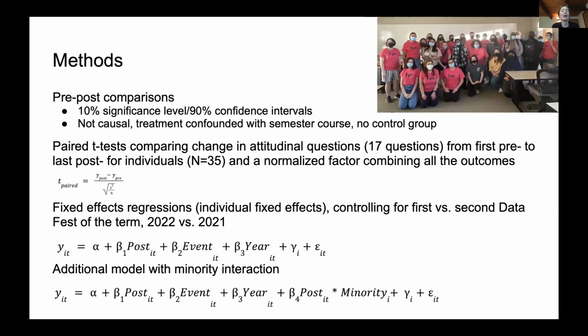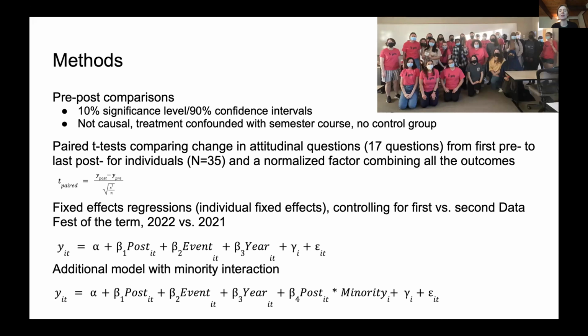So in terms of the research I'll be presenting, I'm just going to be presenting pretty simple pre-post comparisons with 10% significance levels and then 90% confidence intervals. We know this isn't causal, the treatment's confounded with being in a course for the semester and progression, and we have no control group, but we'll still say some suggestive results from what we find. So I'll present, sort of descriptively, some paired t-tests comparing those attitudinal questions. There's 17 different attitudinal questions, and then we made a factor compiling them all together, from the first pre we see of someone to the last post we see of someone. So they might have some more in between.